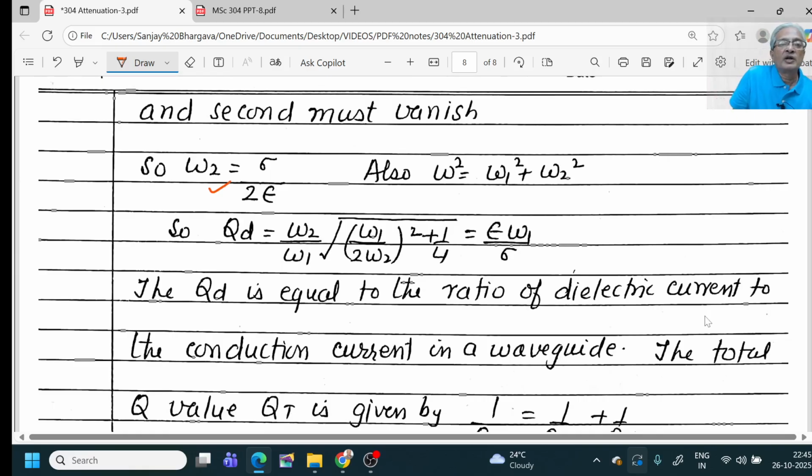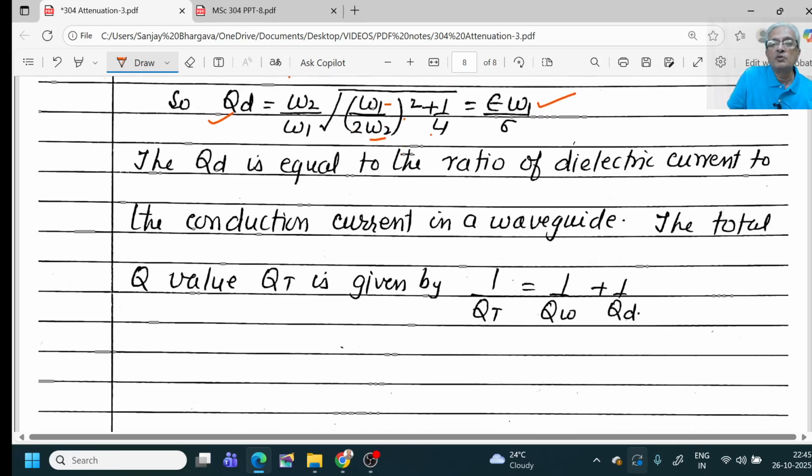So the value of omega 2 would be sigma upon 2 epsilon, and also omega square would be omega 1 square plus omega 2 square. So QD comes out as omega 2 by omega 1 under root of (omega 1 by 2 omega 2) whole square plus 1 by 4, and that would be epsilon omega 1 upon sigma. Thus, the QD is equal to ratio of dielectric current to the conduction current in a waveguide. The total Q value is written as 1 upon QT, that is the total value of the quality factor, is 1 upon QW due to the walls plus 1 upon Q due to dielectric.